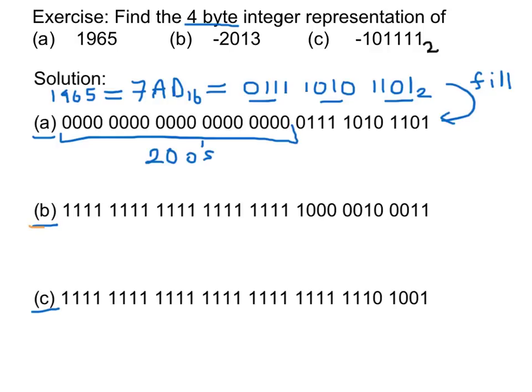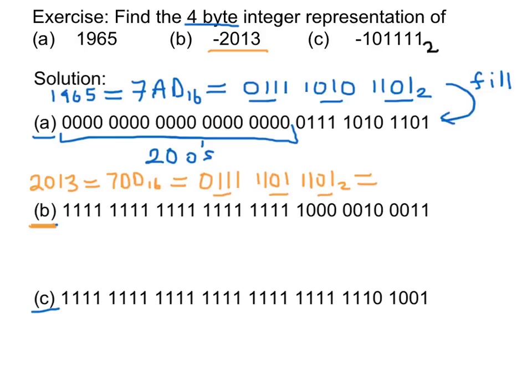Now for part B, let me change colour to orange just so that we don't confuse with the first one. Next one is a negative number. It's minus 2013. And what you do is you take the positive 2013 and convert it to binary via hex. 2013 in hexadecimal is 7DD base 16. And when you convert that to binary, what you get is 0111 1101 1101 base 2.